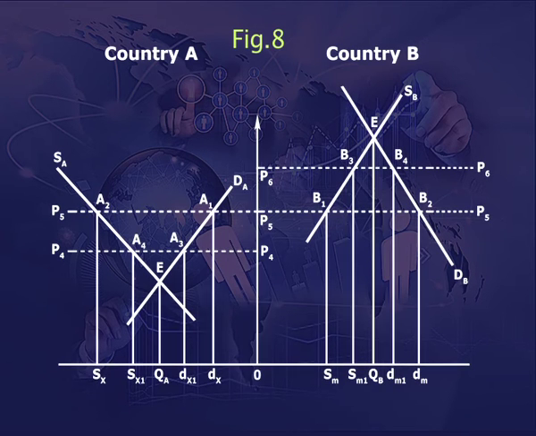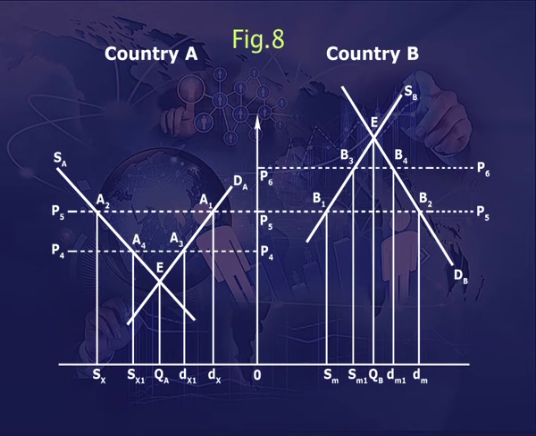The price of steel is measured vertically on a common axis O. The demand and supply curves are shown by DA and SA for country A and DB and SB for country B. Before trade, each country produces the quantity at the price determined by the intersection of the respective demand and supply curves. It is OQA quantity at QAE price in A and OQB quantity at QBE in B.